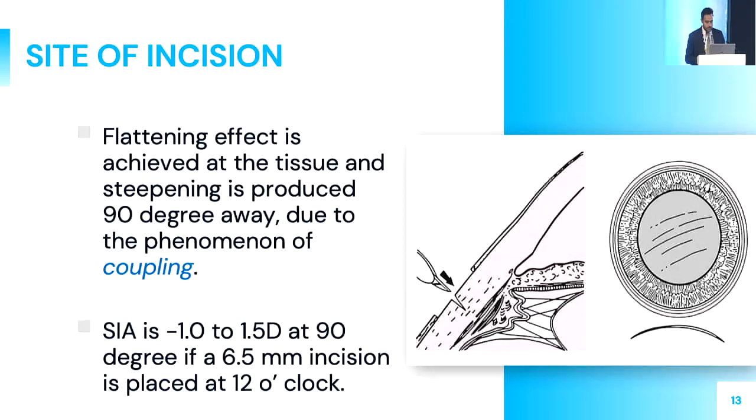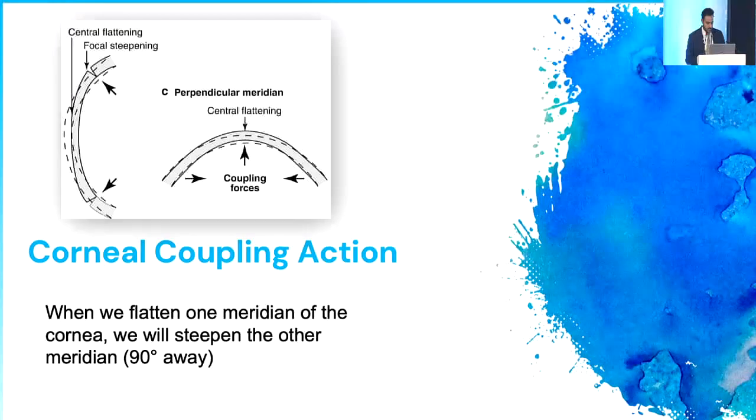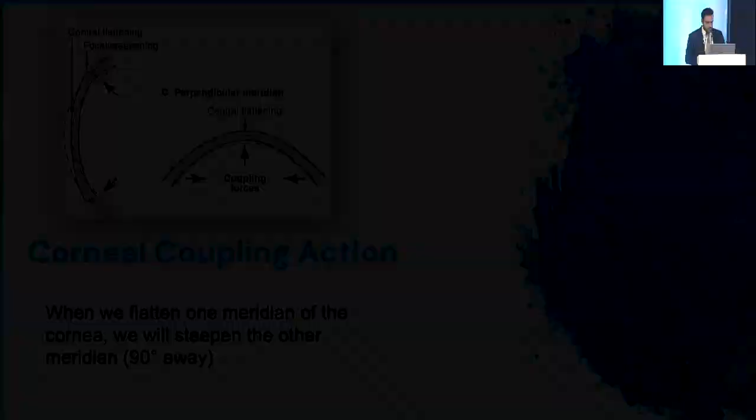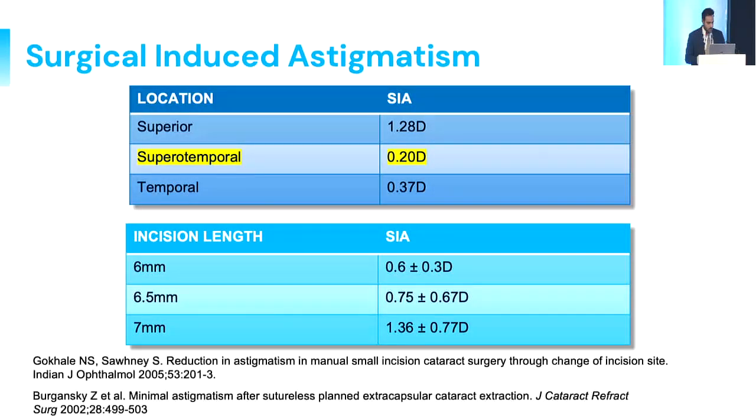The site of incision is important, and the concept is based on coupling, which states that a flattening effect is achieved at the incision site and steepening is produced 90 degrees away. If we give an incision at any place, usually of 6.5 millimeter size, it gives around 1 to 1.5 diopter of astigmatism. Again, when we flatten one meridian of the cornea, we steepen the other meridian, as stated by the coupling rule. This was a study done to see how much surgically induced astigmatism is seen in SICS.